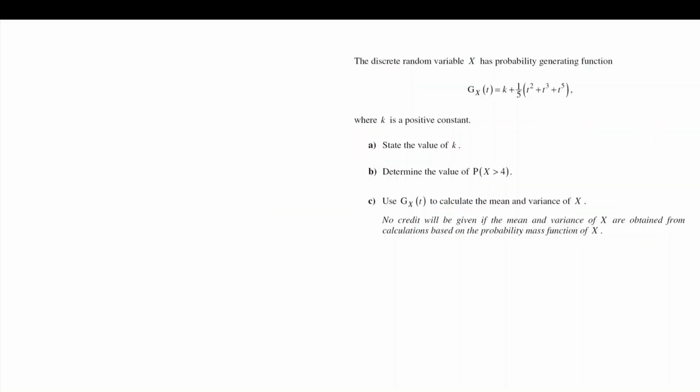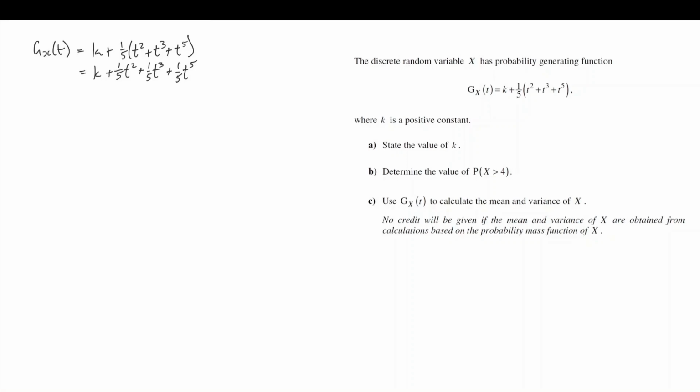In this question, we've been told that the discrete random variable x has the probability generating function shown. We're told that k is a positive constant and we're asked to state the value of k. First thing I'm going to do, I can quickly expand this.